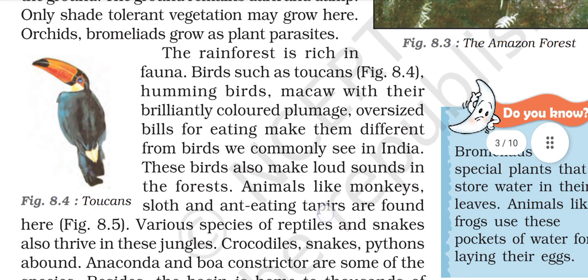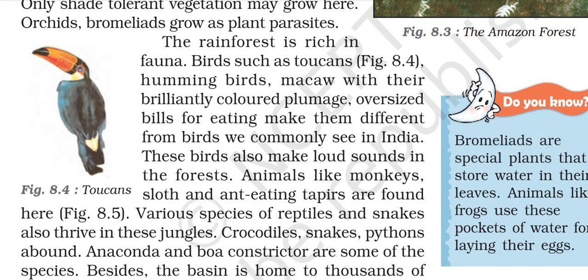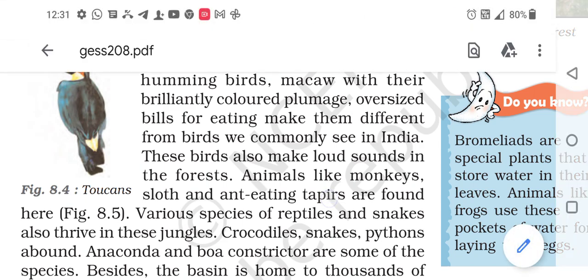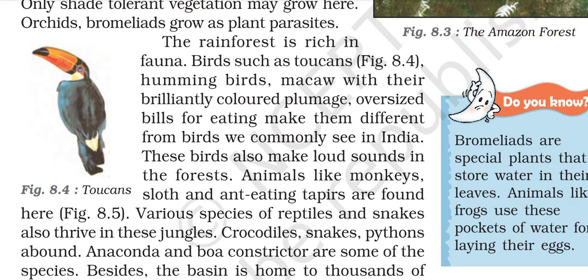So the rainforest is rich in fauna also. Flora means plants, and fauna means animals. Birds such as toucans, hummingbirds, the smallest bird of the earth, and macaws with their brilliantly colored plumage. Plumage means there is a structure on their head, and oversized bills. Bills means beaks, which are used for eating, and make them different from birds we commonly see in India.